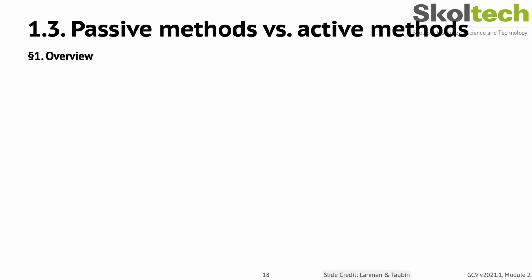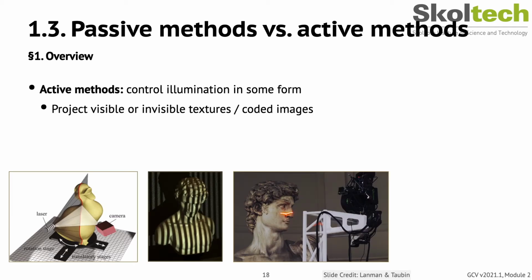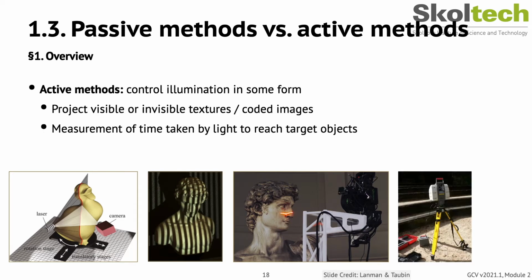Active optical scanners overcome the correspondence problem using controlled illumination. They can project textures or coded images in the visible or invisible spectrum onto the target, or they can measure the time that is required by the light to reach the target. In comparison to passive methods, active illumination is often more sensitive to surface material properties. Strongly reflective or translucent objects often violate assumptions made by active optical scanners, requiring additional measures to acquire such problematic subjects.